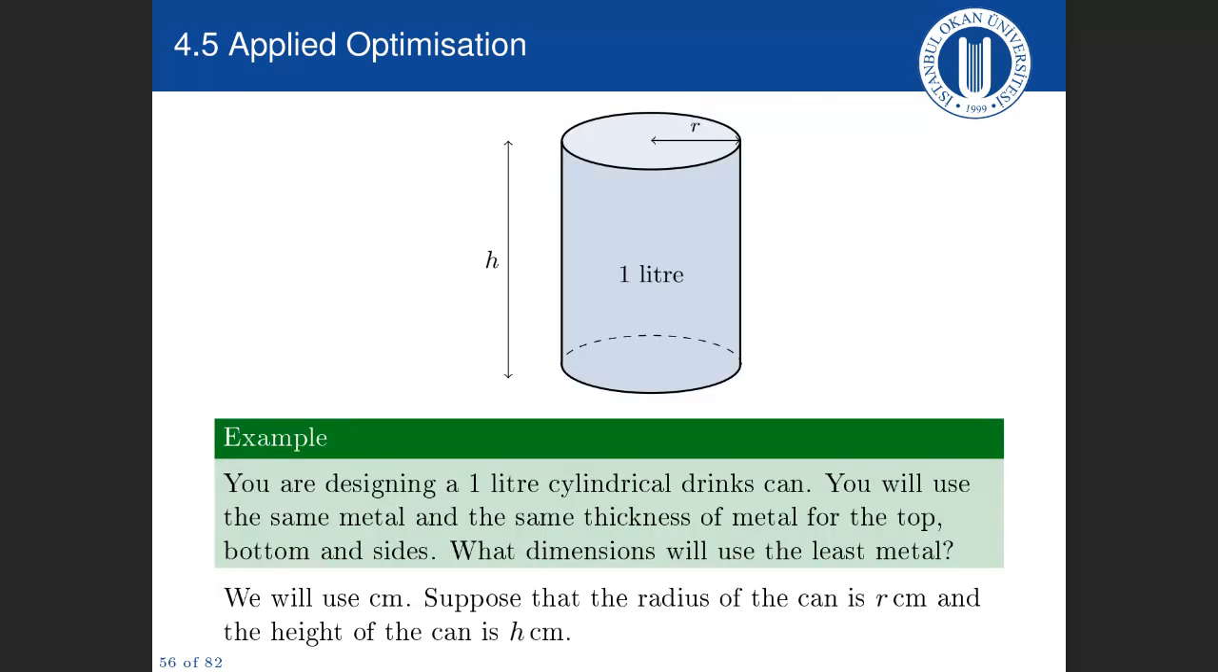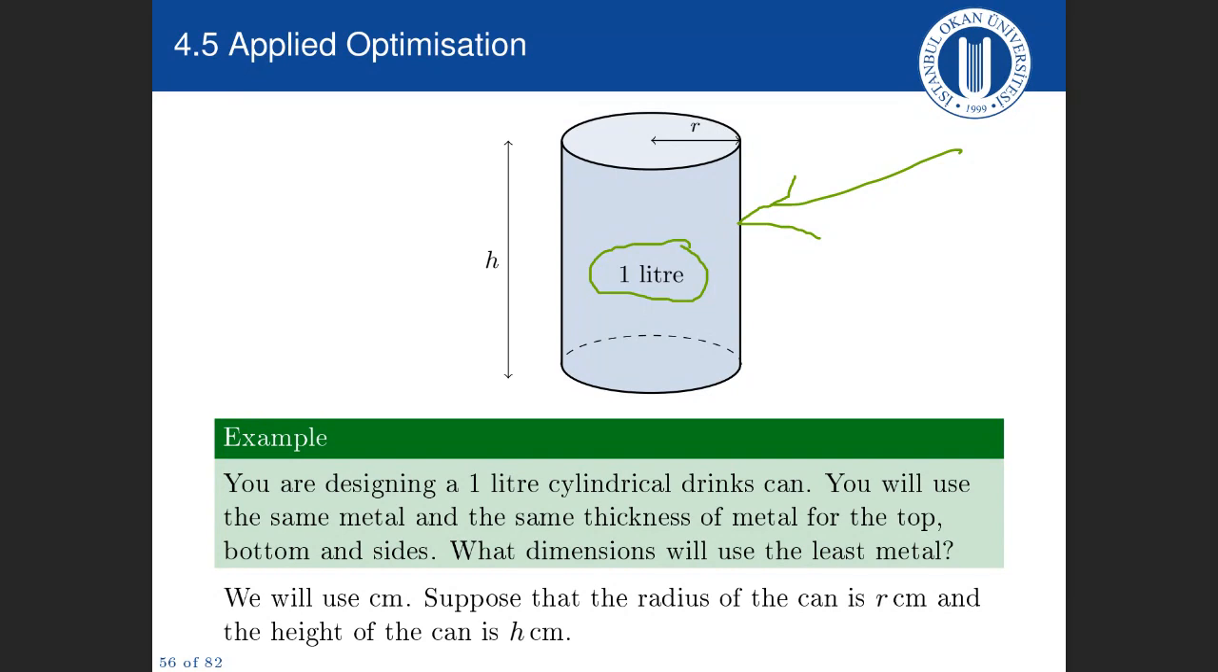You're designing a 1 liter cylindrical drinks can. So this is a different type of question because we're told that the volume must be 1 liter. You will use the same metal and the same thickness of metal for the top, bottom, and sides. And we're going to make this in the shape of a cylinder. So really we're making a cylinder with volume 1 liter. What dimensions will use the least amount of metal?